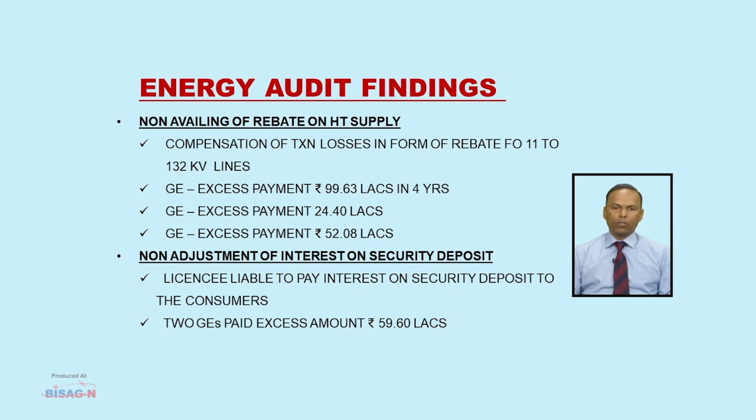Compensation of transmission losses in the form of rebate for 11 to 132 kV lines is provided. However, Gs have made excess payment to the tune of 99 lakhs in 4 years. One of the Gs has done 24.4 lakhs, one of the Gs has done 52 lakhs.